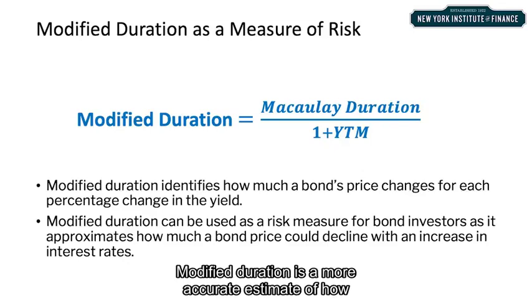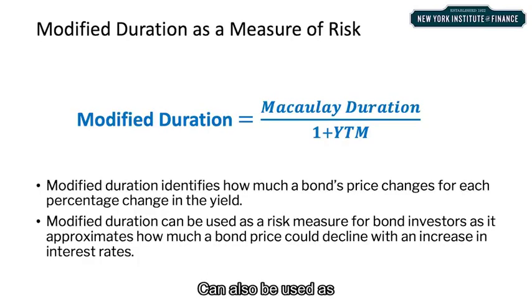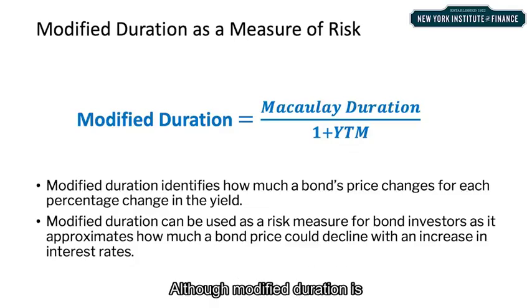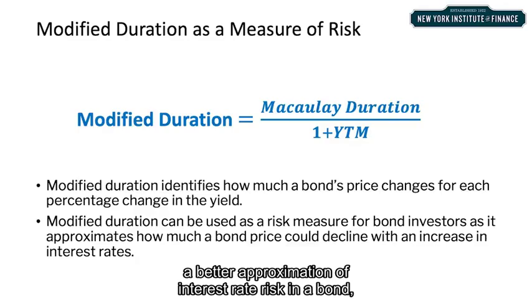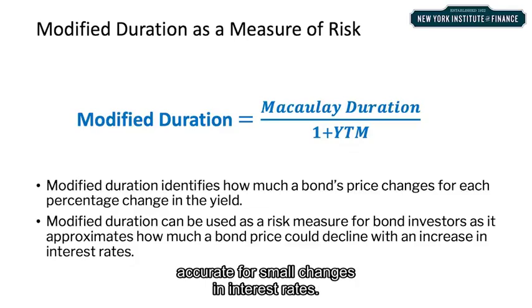Modified duration is a more accurate estimate of how much a bond's price will change for each percentage change in the yield. It can also be used as a risk sensitivity measure for bond investors as it approximates how much a bond's price could decline with an increase in interest rates. Although modified duration is a better approximation of interest rate risk in a bond, it's still an approximation and is only accurate for small changes in interest rates.